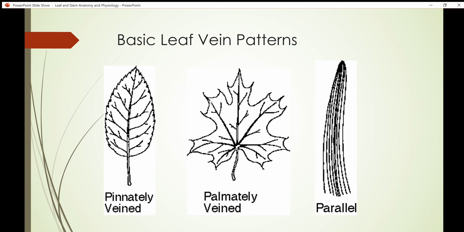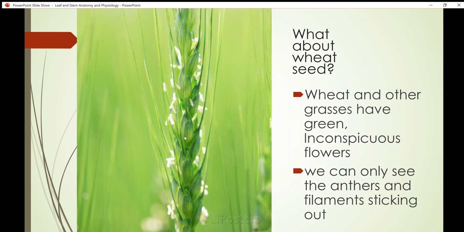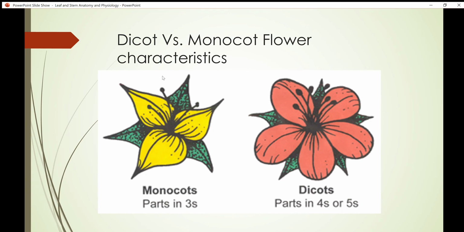So here are some basic leaf vein patterns just to review a little bit. We have the parallel of the grasses, the palmately veined, palmately coming from one spot, just like your fingers are coming from one spot on the palm of your hand. It's a great way to remember it. And then pinnately veined. So we have that main vein down the middle and then little pins branching off. We also can determine if they're monocots or dicots by their flower.